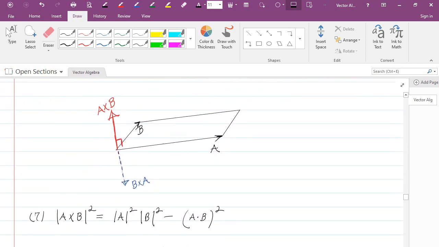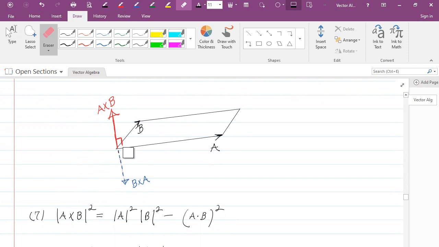So what we know is that given the vectors a and b in 3-space, the vector a cross b is going to be perpendicular to both a and b, which means that the vector a cross b is perpendicular to the plane spanned by a and b. And b cross a just has the opposite direction of a cross b.